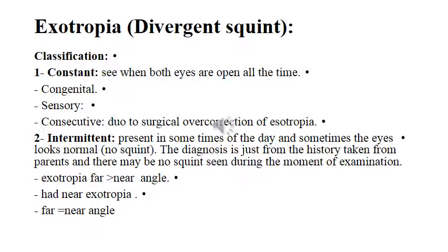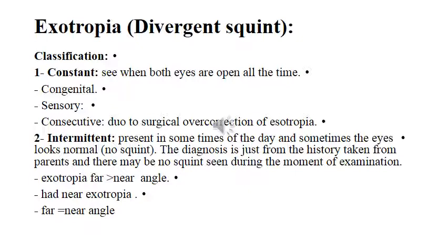Sensory constant exotropia is due to vision deprivation in one eye, like cataract or corneal opacity. So this eye will be neglected and will drift outward to present as a constant exotropia. This is seen in adults. While consecutive is due to surgical overcorrection of esotropia.